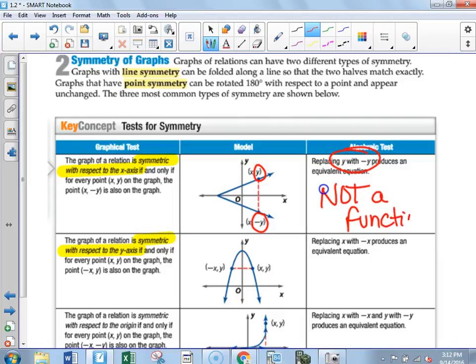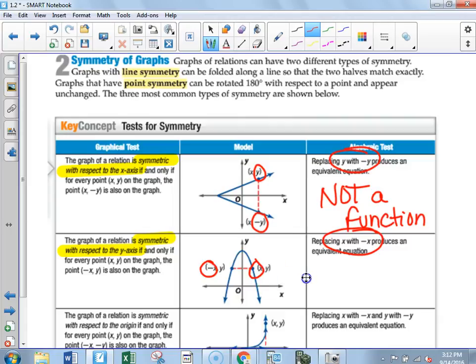Things can have x-axis symmetry, but they will not be a function. Y-axis symmetry, on the other hand, is when it folds in half this way. So you fold it vertically and the two sides match up. That means for the same y value, I get the opposite signs on the x values. So I can replace x with its opposite and it will go back to what it was when we started. This is a function, okay?